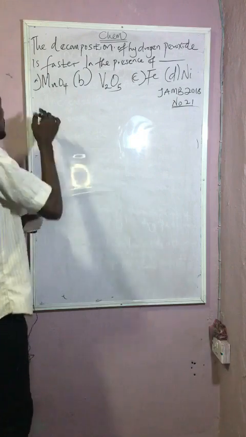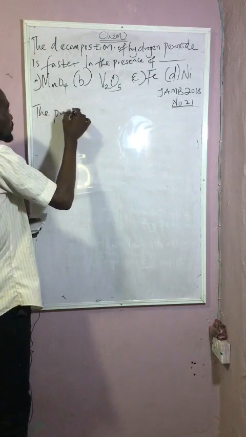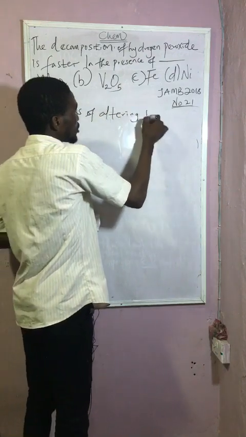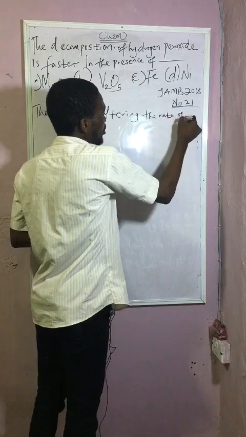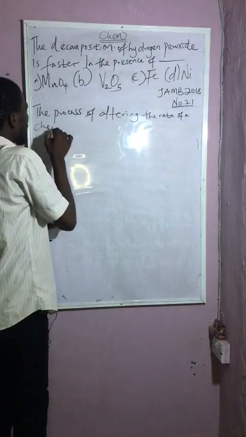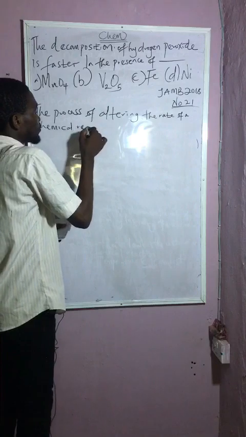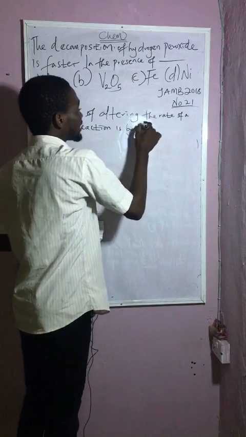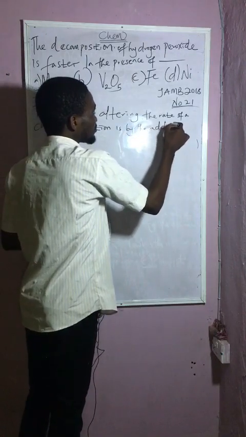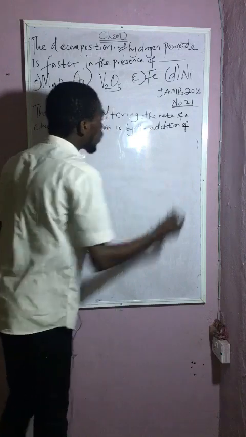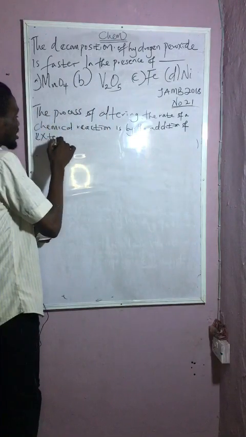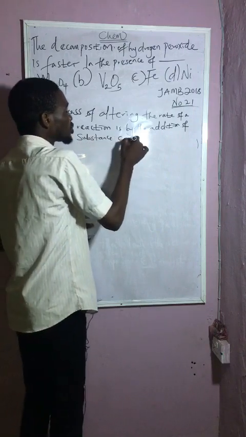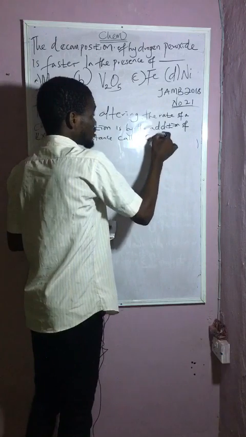So now the process of altering the rates of a chemical reaction is by the addition of external substances called catalysis.